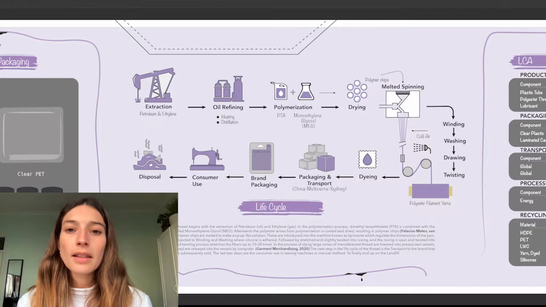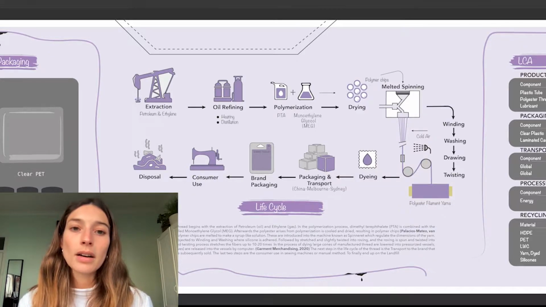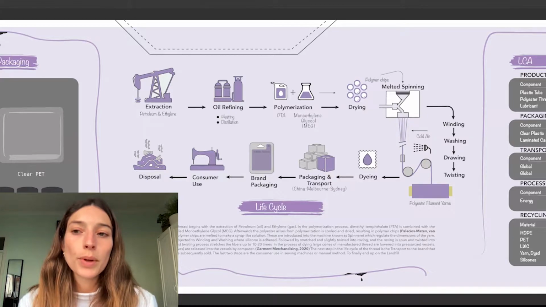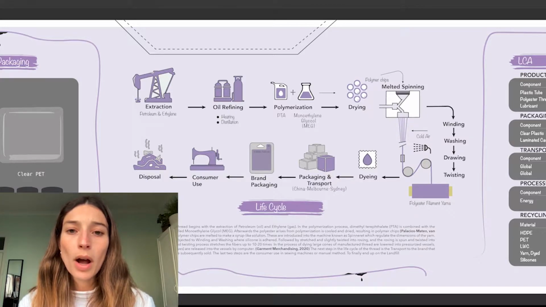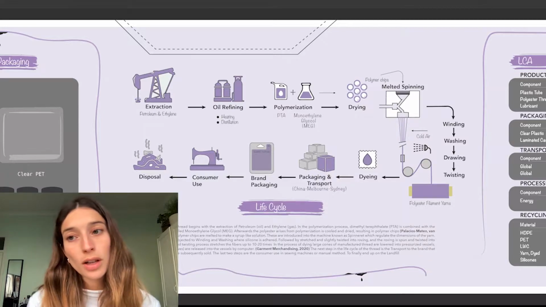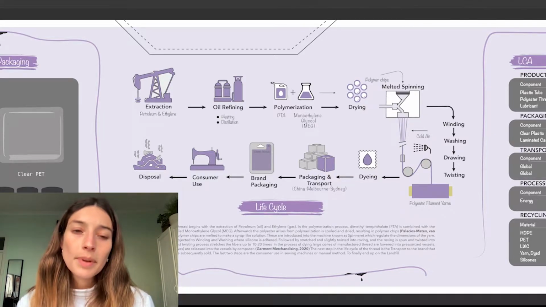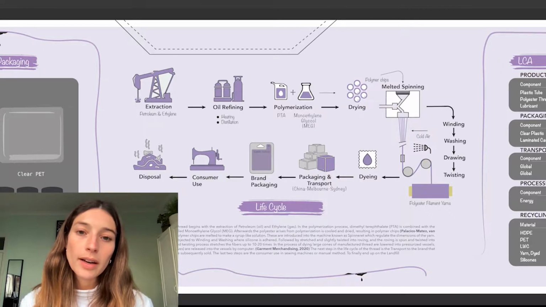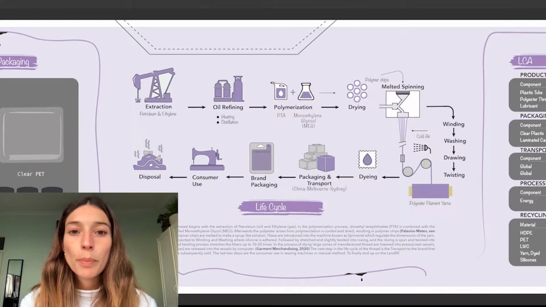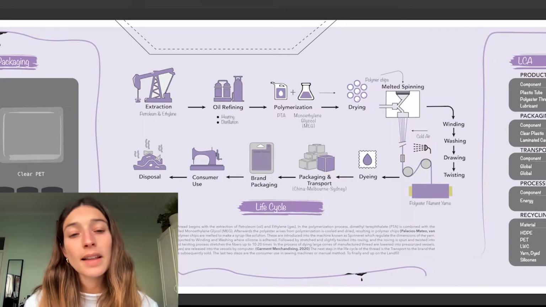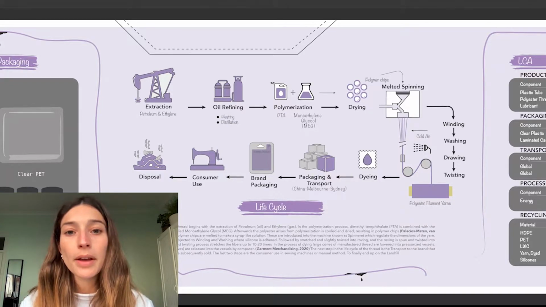In the process of dyeing, large cones of manufacturing thread are lowered into pressurized vessels, and the dye and other additives are released into the vessels by computer. The dyed thread is wound on a smaller spool for industrial or home use. The next step is to transport it from the factory in China to Semco in Melbourne, who packages it to be subsequently sold throughout Australia. The last 2 steps are the consumer use in sewing machines or manual method, and then to finally end up in the landfill.